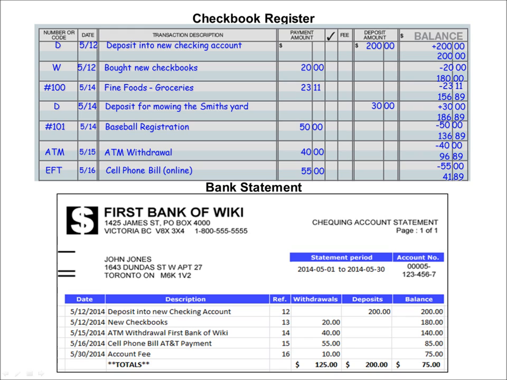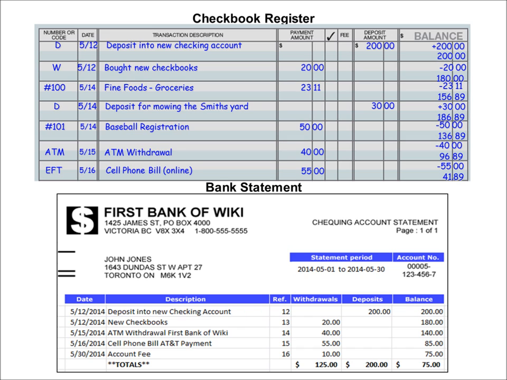On your screen, you have a copy of a checkbook register at the top and a copy of the bank statement at the bottom. Before you do anything else, check to see if the two balances are the same. Looking at our checkbook register, we have an ending balance of $41.89. We look at our bank statement, it has an ending balance of $75. Because these two balances are not the same, our checkbook is not balanced. So now we need to go forward with the process and begin balancing our checkbook.